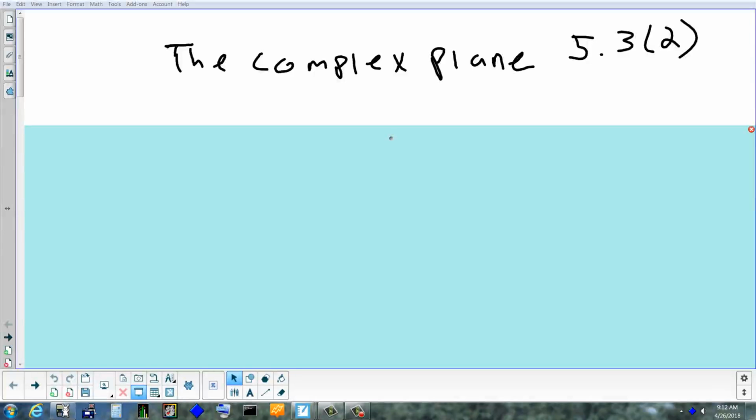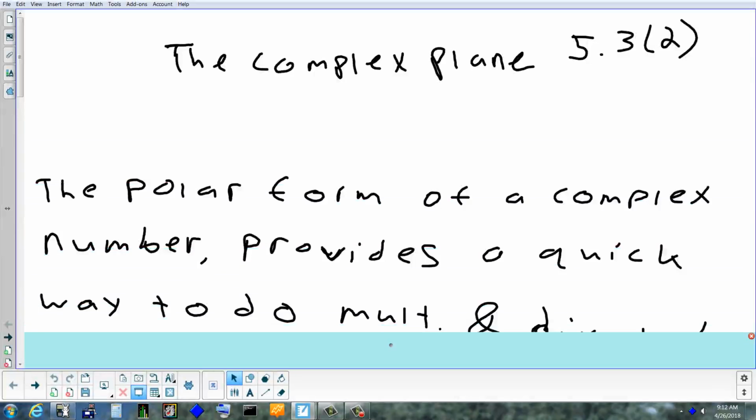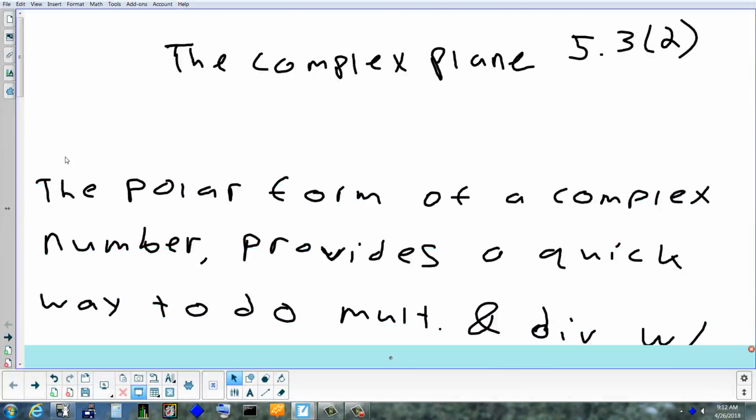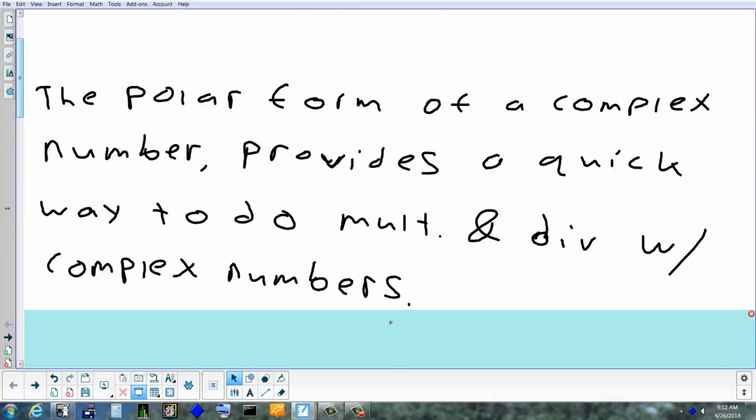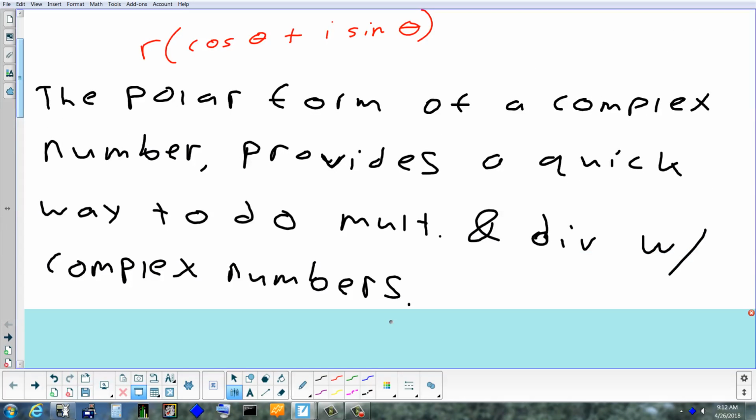Okay, so last thing we're going to finish up with today is section 5.3. We've talked about how to write complex numbers in polar. Just as a reminder of what a complex number in polar looks like: r cosine theta plus i sine theta. The way you find r and the way you find theta is exactly the same way you find them with real numbers. You don't do anything different with imaginary.